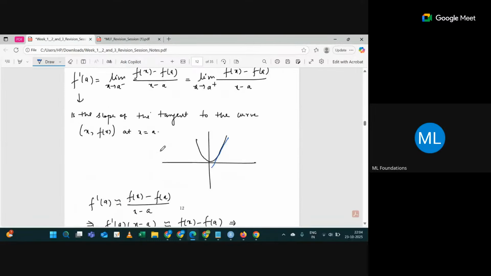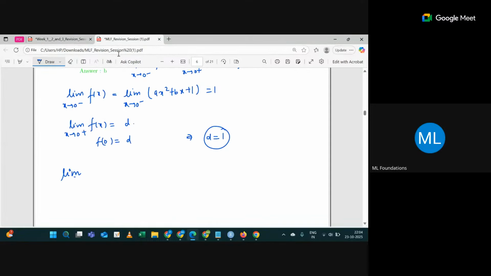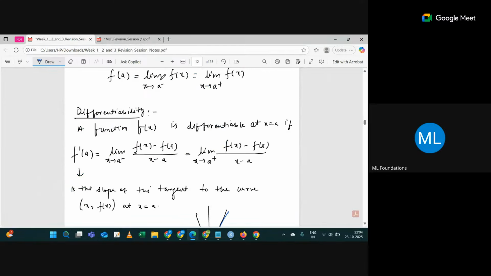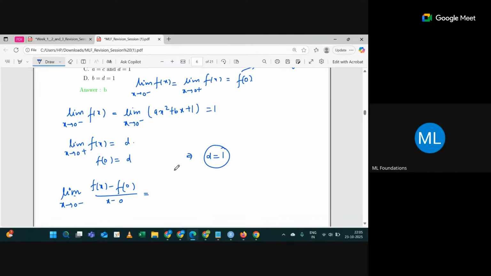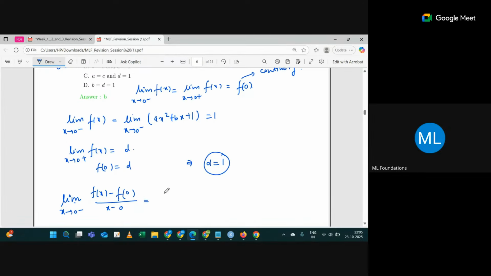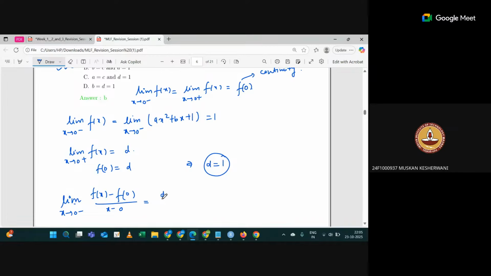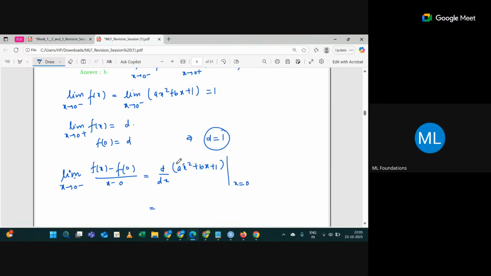Okay, as we have discussed here, how we have to proceed: limit x tending to 0 minus of f of x minus f of 0 divided by x minus 0. Basically, what do we have to differentiate then? We have to find the derivative of ax square plus bx plus 1 at x equal to 0. Yes or no? This is the meaning. So if you differentiate, it's 2ax plus b, right? 2ax plus b at x equal to 0. What will you get? I will get b.